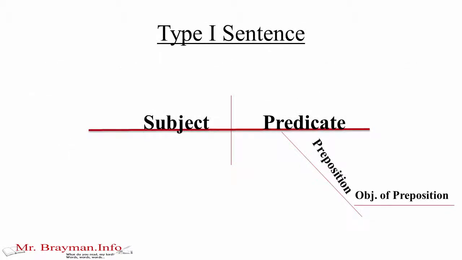All right, so this is how you diagram a type 1 sentence. We've got a subject, we have a predicate, which is always going to be a form of the verb to be. We have a preposition, and then the object of the preposition. And sometimes there will be modifiers for the object of the preposition, and we'll take a look at those as we go here.